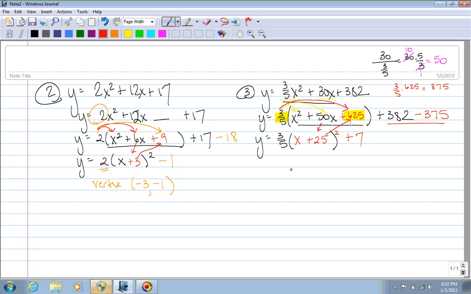So this parabola says that your vertex is now shifting 25 to the left and 7 up. And then this 3/5 makes it a little bit wider of a graph.